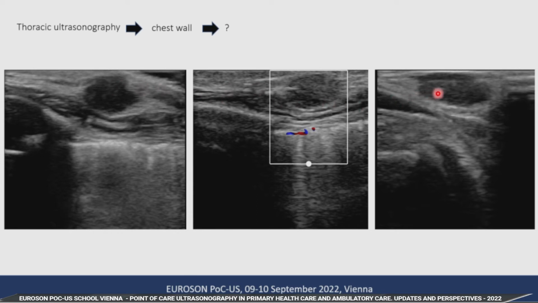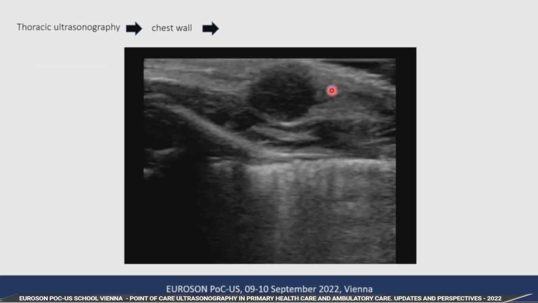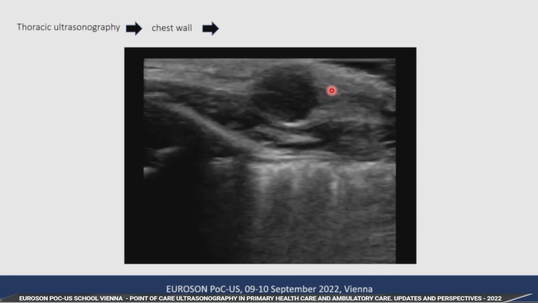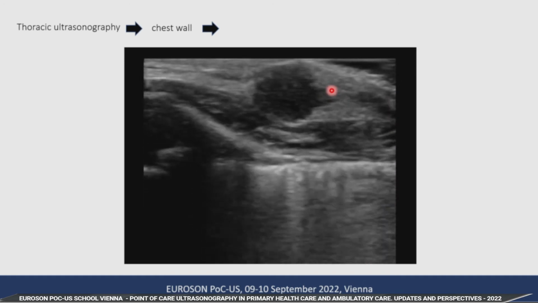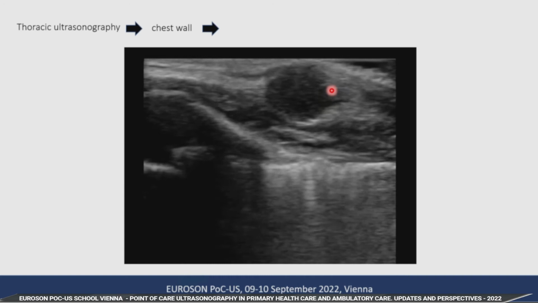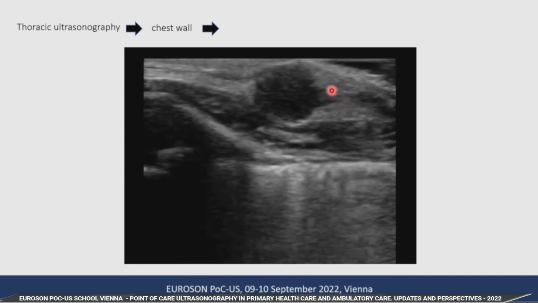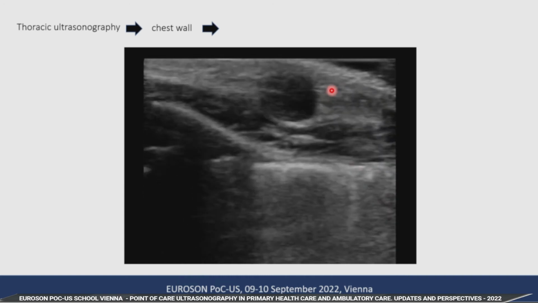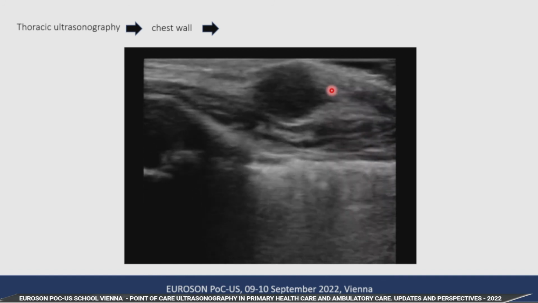No. The second question is, is there any vascularization in this area? No. The third question is, is it soft, tender? Even if you don't have elastography, you can press the lesion. So, what do you think might be happening? Three lesions: chest wall, tuft, heart.